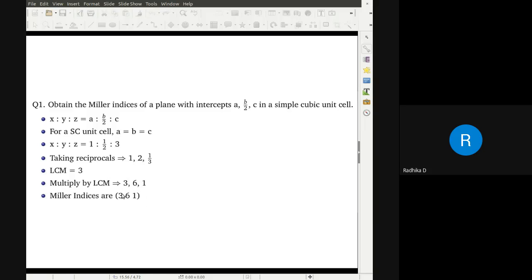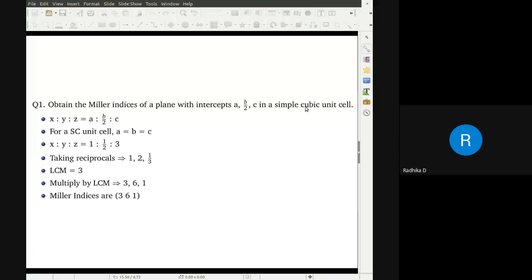All you have to do next is put them in a rounded bracket. Just give a space between the numbers. Don't put any comma. I'll just repeat how you have to do it. You have been given these intercepts, a, b by 2 and c, as an example, for a crystal system that is a simple cube. First you write it for each direction: a is for x, b by 2 is for y, and c is for z direction. So you write x is to y is to z is equal to a is to b by 2 is to c.